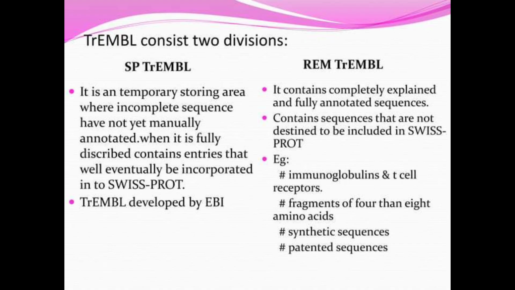Whereas REM-TrEMBL contains completely explained and fully annotated sequences. What it is, what its details are, what its function is, all the complete details will be present in the REM-TrEMBL. It contains sequences that are not destined to be included in Swiss-Prot. For example, immunoglobulins, T cell receptors, fragments of fewer than 8 amino acids, synthetic sequences, patented sequences. All these are available in REM-TrEMBL.